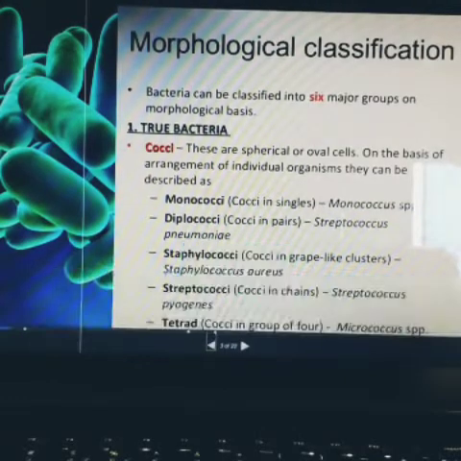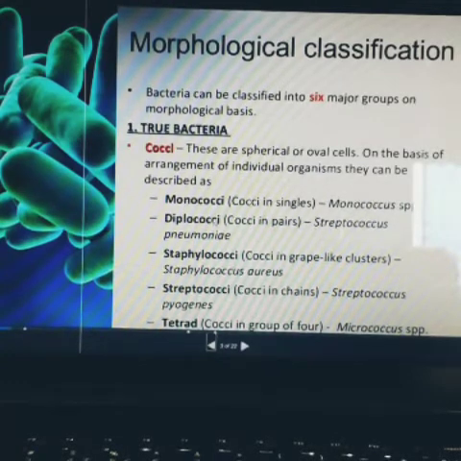First, look, the Monococcus bacterium, a Monococcus species. Then the Diplococcus bacteria, pairs of bacteria, such as Streptococcus pneumoniae, and the Staphylococcus bacteria, also Staphylococcus aureus. And the next one, look, Streptococcus bacteria.